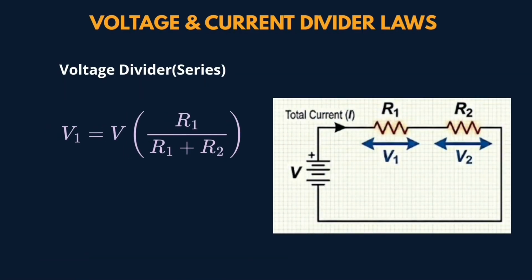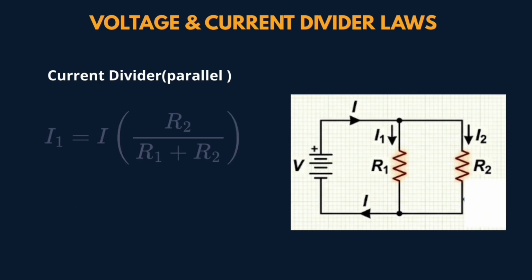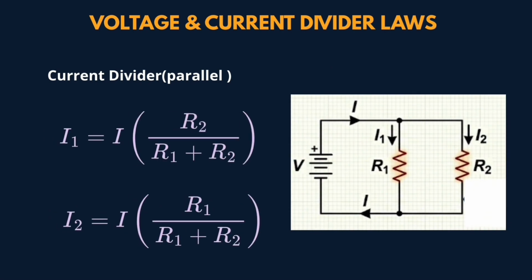Voltage divider rule determines the voltage across a resistor in a series circuit. Based on the voltage divider rule, for a series circuit, voltage V1 is given as V into R1 divided by R1 plus R2, and current divider rule determines the current through a branch in a parallel circuit. And as per current divider rule, we have for parallel branches I1 given as I into R2 divided by R1 plus R2.